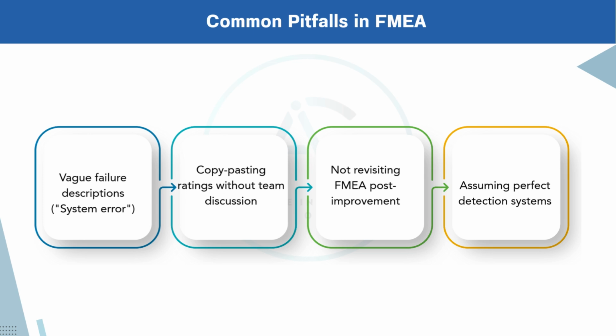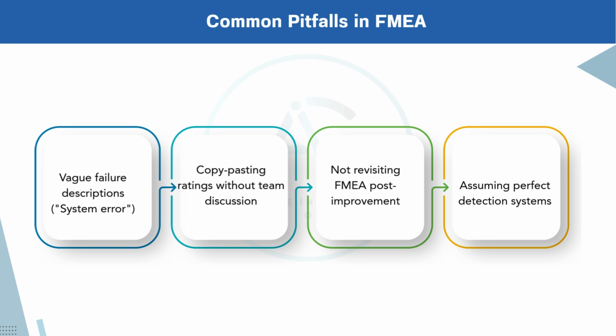These issues often lead to poor quality analysis and ineffective risk mitigation. Let's walk through each one. Vague failure descriptions, like "system error." This is one of the most frequent issues: using unclear terms like "system error" or "process breakdown" without specifying what exactly failed. We need precise and actionable failure modes. For example, "login timeout due to session expiry" is much clearer than just "system error."